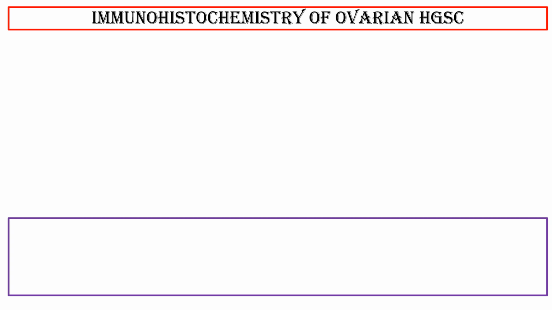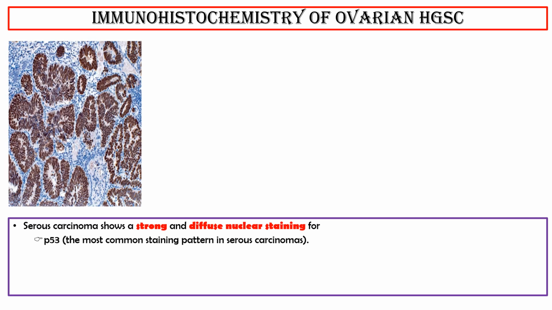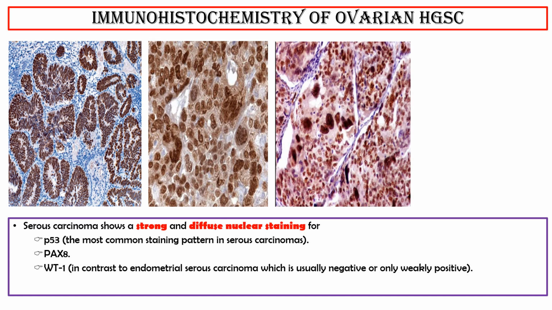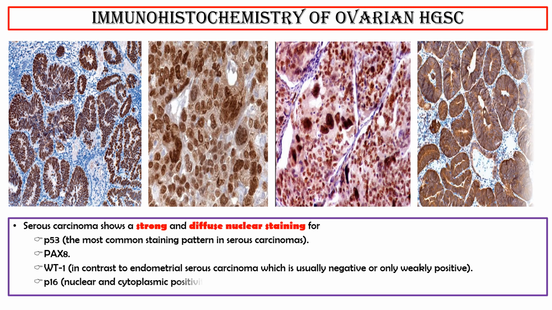Immunohistochemistry of ovarian high-grade serous carcinoma. Serous carcinoma shows a strong and diffuse nuclear staining for P53, the most common staining pattern in serous carcinomas, PAX8, WT1, in contrast to endometrial serous carcinoma, which is usually negative or only weakly positive, and P16 nuclear and cytoplasmic positivity.